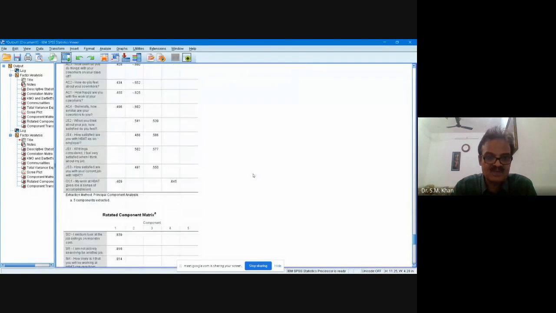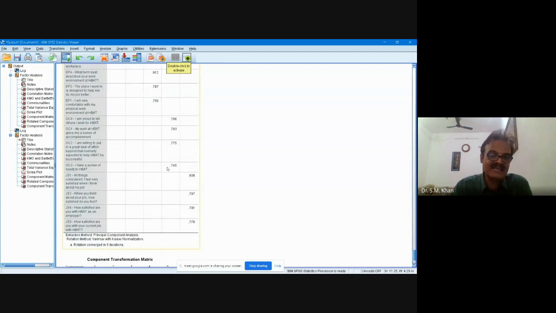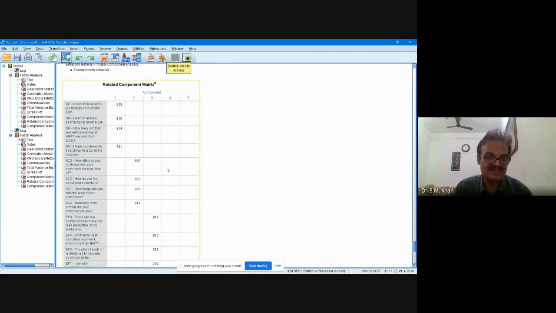Now see, this is the table, rotated component matrix, clear cut factors. Now see, staying intention, we are having 4 items. They have been grouped all together on the basis of factor analysis. Friends, if you read these statements, I don't know the name of the hidden variable, the latent variable.